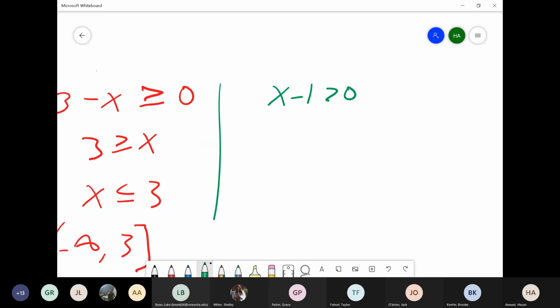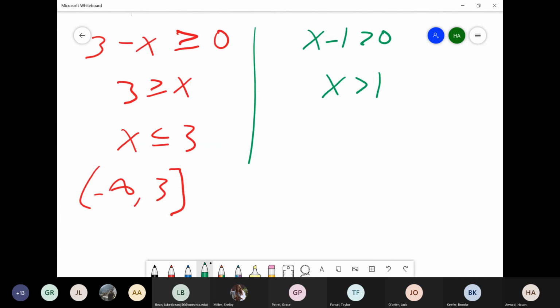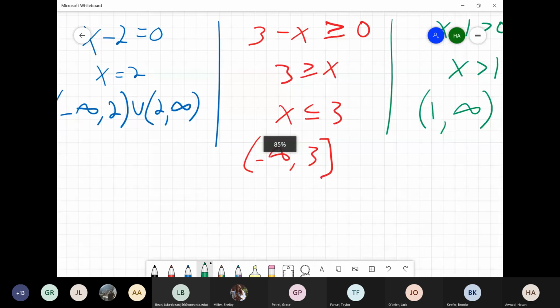Solving for this isn't too bad, right? Just add 1 to both sides. So you get x is greater than 1. And writing this in interval notation one more time, that means you're starting from 1, you're not including 1, so parentheses here, and you're going to infinity, right? All the numbers that are bigger than 1. So the last thing that you have to do here, we basically did all the hard parts.